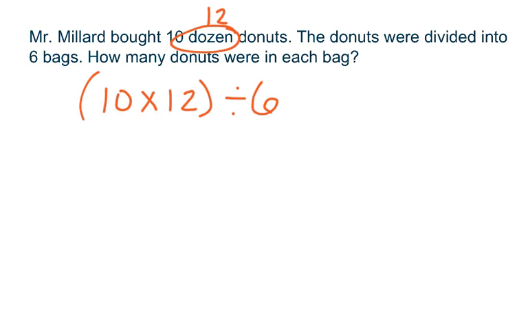When we multiply 10 times 12, we have 120 divided by 6. Then we can use basic facts to solve this problem. We see our 12 right here. We can divide 6 into 12. It goes in 2 times, and then I bring down my 0. So how many donuts will be in each bag? 20 donuts.